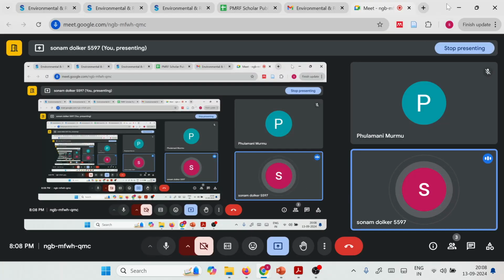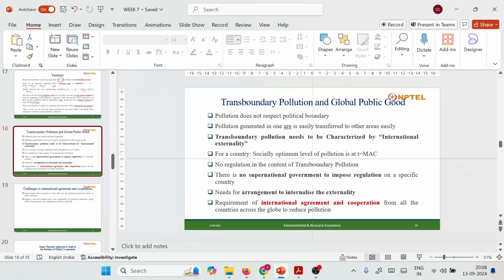Yes. आपको समझ आया यहाँ तक? ट्रांसबाउंडरी पोल्यूशन क्या है? Yes, ma'am. Can you give me some example of transboundary pollution? Yes, ma'am. Give me some example of such pollution.